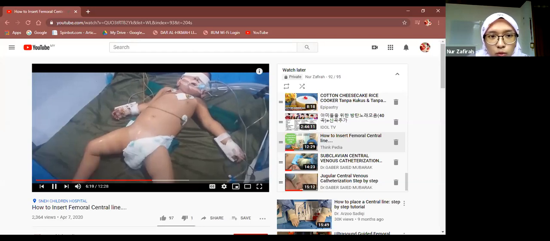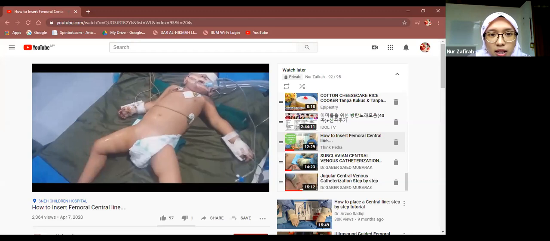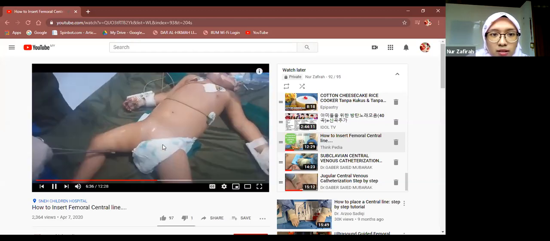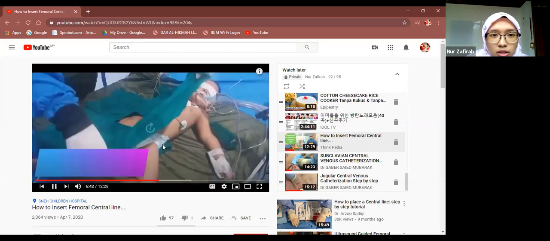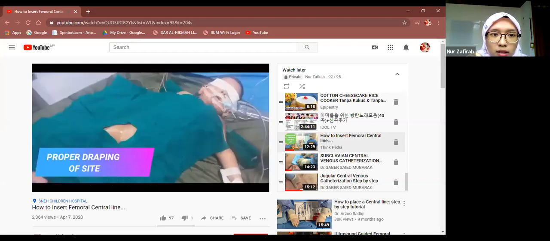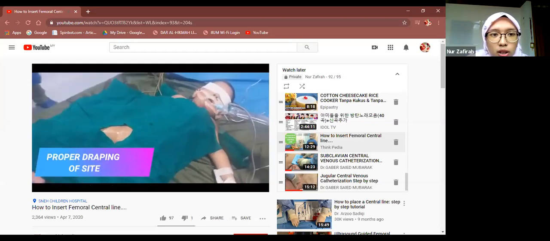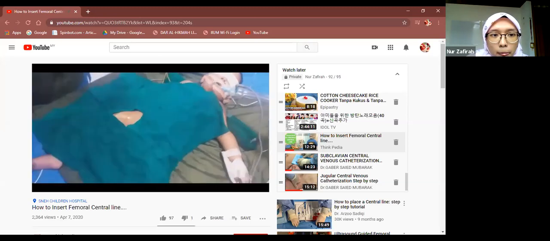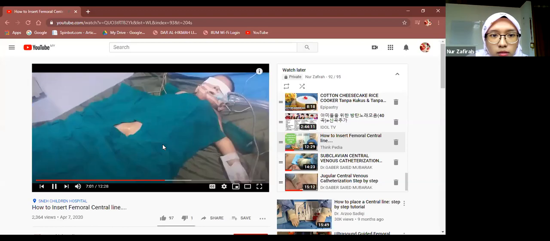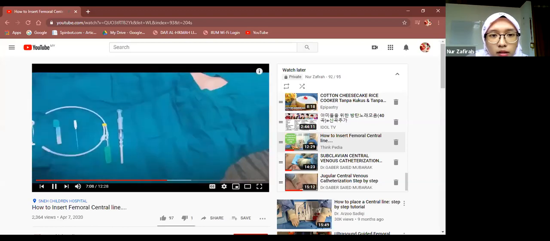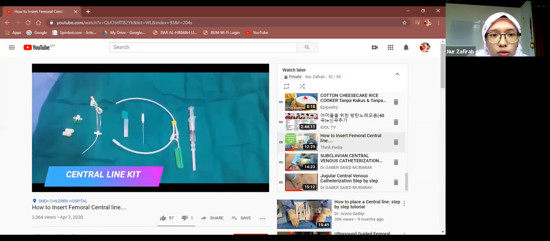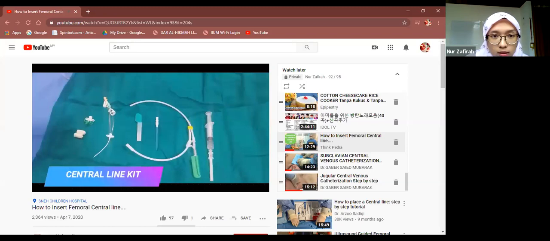So this procedure is skin preparation. We keep the site of incision sterile. I skip this. And then we put the sterile drape, and we only expose the area that we need to insert the line. So we prepare the equipment prior to the incision, so it is easy to insert the femoral line.